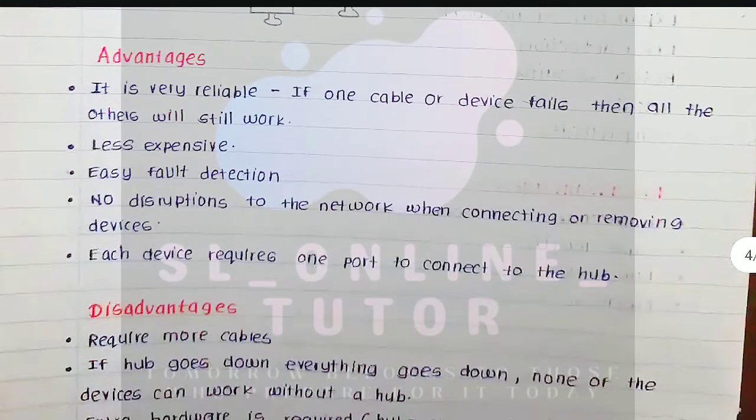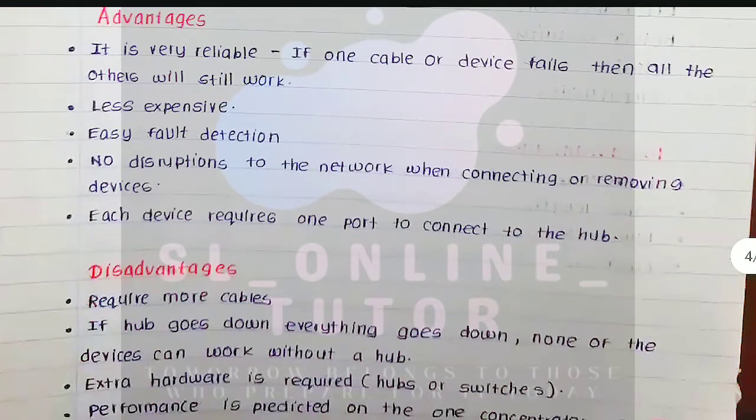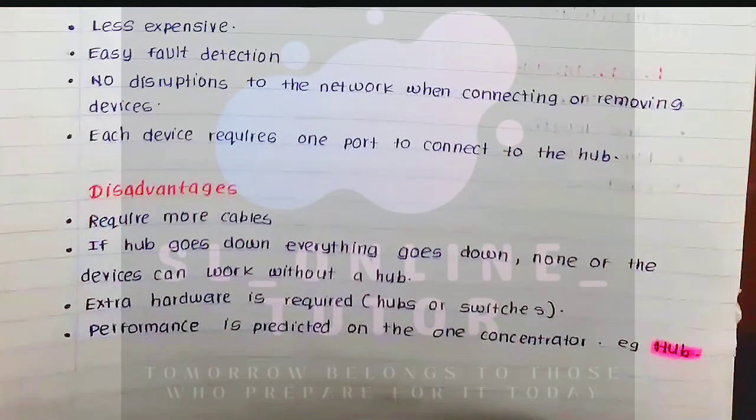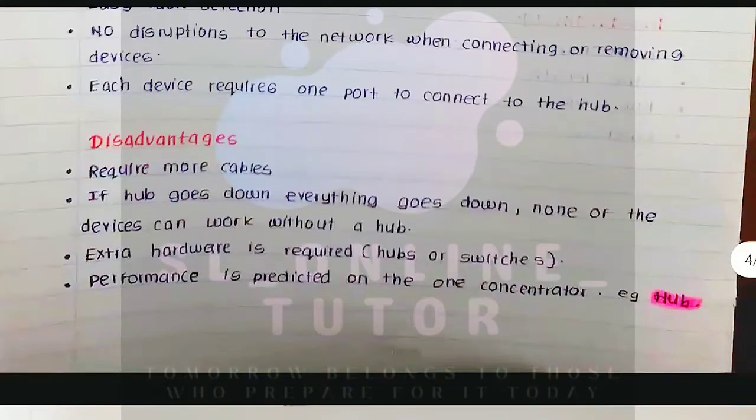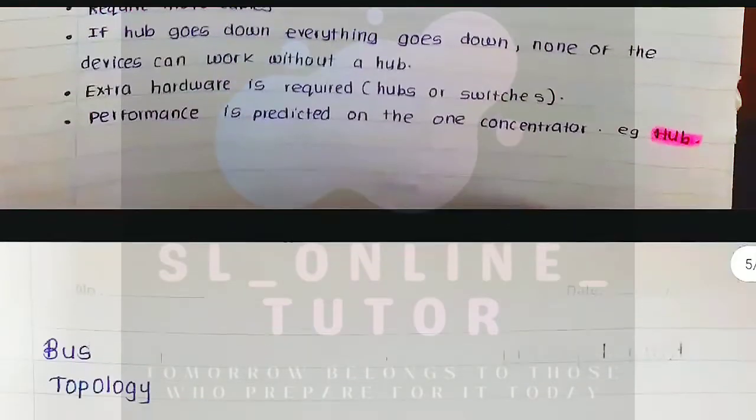And the disadvantages of the star topology are: it requires more cables. If the hub goes down, everything goes down. None of the devices can work without a hub. Extra hardware is required. Performance is dependent on one concentrator, and it is the hub.